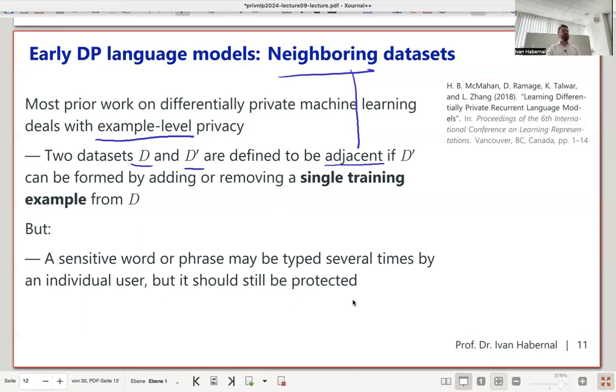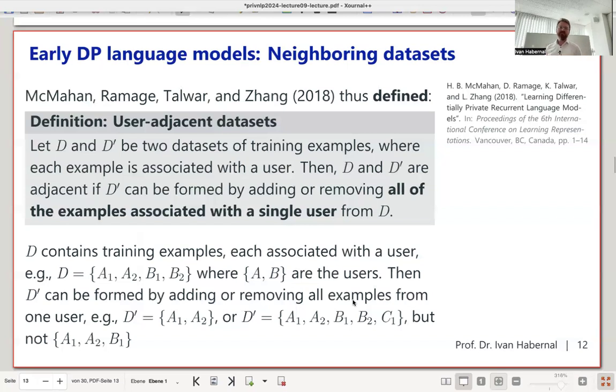So we're moving now from a table of people to a table of sentences or messages, and they are not independent anymore. So there is information which is present in two of them maybe. So what can we do about it? Well, we can ignore it, but maybe that's not a good solution. The better solution, which they propose here, is the so-called user-adjacent data set or user-neighboring data set. And it's a very easy trick. So we have, again, D and D prime, two data sets of training examples where each example is associated with the user.